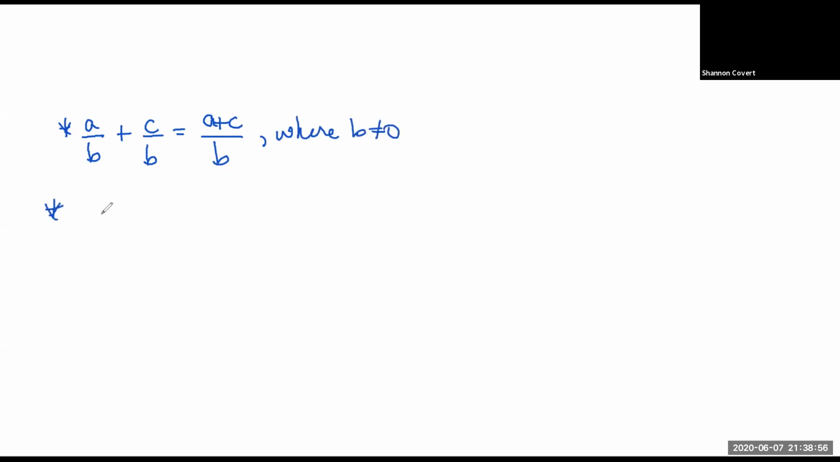With subtraction, similar idea. You must have a common denominator. So A over B minus C over B is equal to A minus C over B. And once again, B cannot be equal to 0.